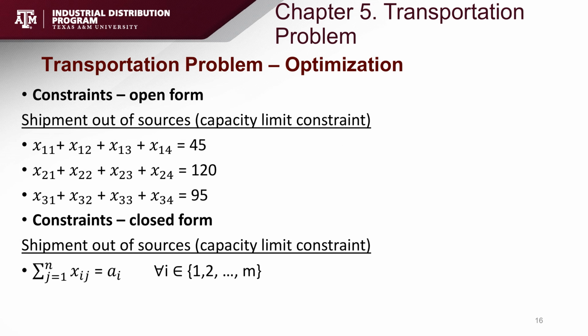Now, capacity next. Open form gave us 3 rows, 1 per plant. Closed form writes a single template: the sum over j from 1 to n of x sub ij equals a sub i, and that holds for all i in 1 through m. That little "for all i" is doing heavy lifting. Basically, stamp out this equation once per plant. Set i to 1, you get Sunnyvale, i to 2, Dublin, i to 3, Bangkok. And that one line generates as many capacity constraints as you have plants. 3 here, 3,000 somewhere else.